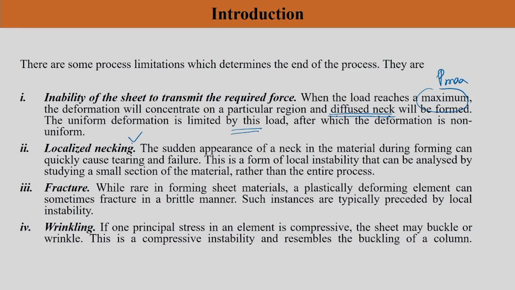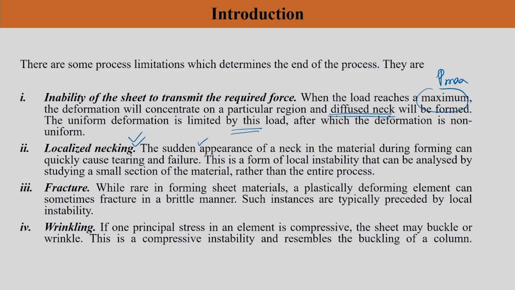You can also have localized necking. So localized necking means what? Localized necking could be the next stage of diffuse necking, in which there is a neck that is constricted in a small region, a very small gauge region. You will see this neck, and this could suddenly happen. And this can quickly cause tearing and full fracture. This is a form of local instability.